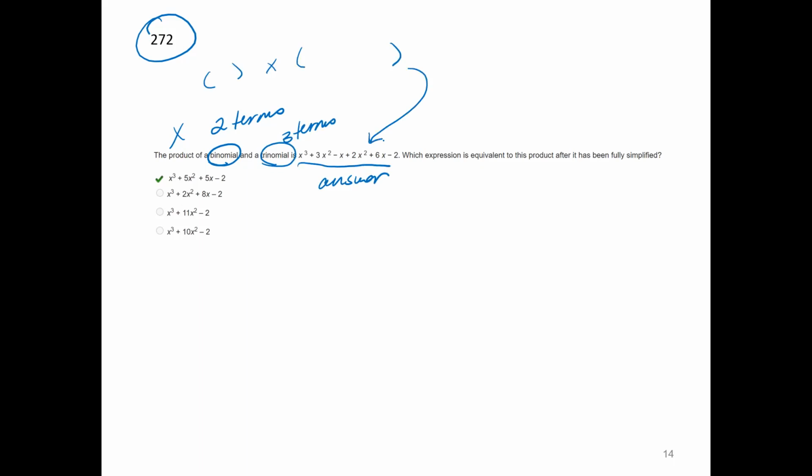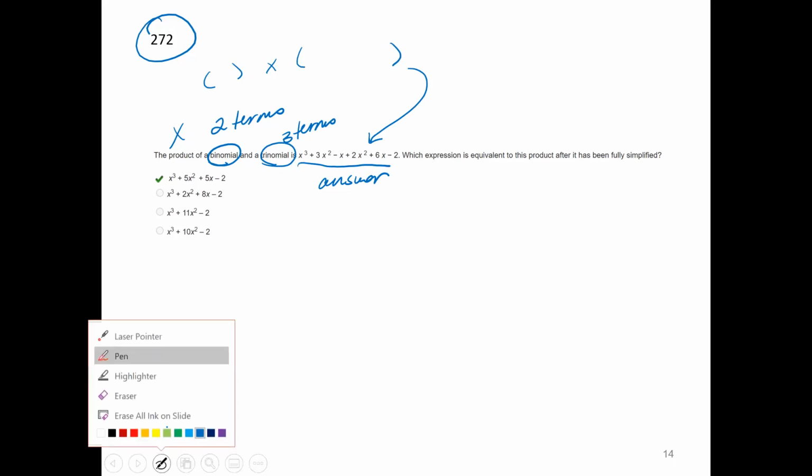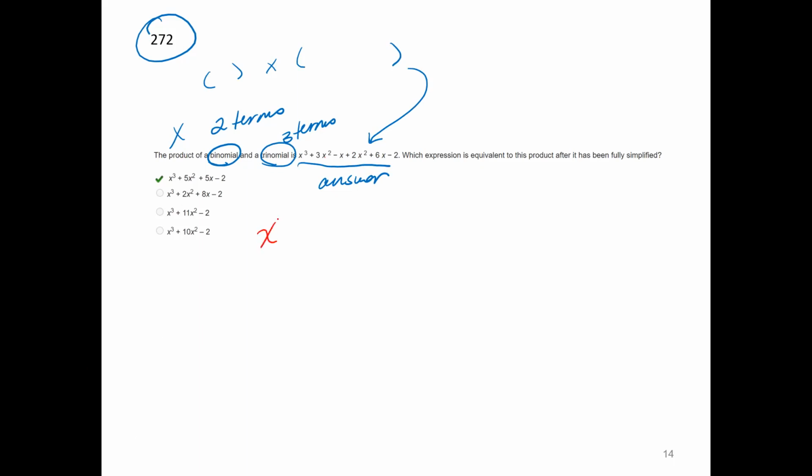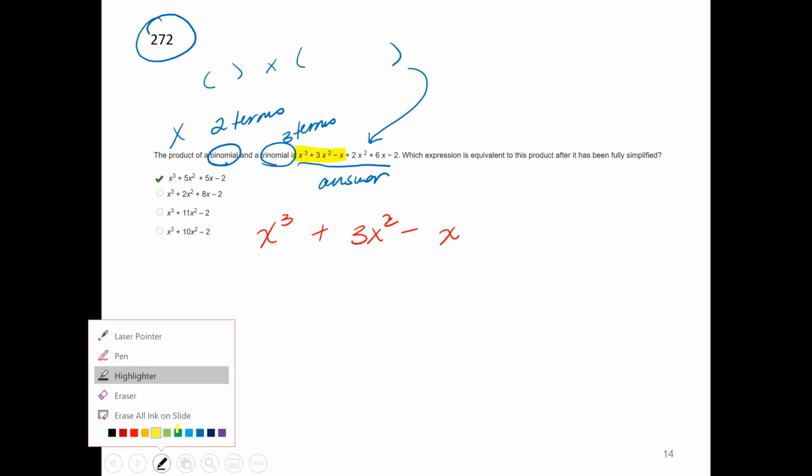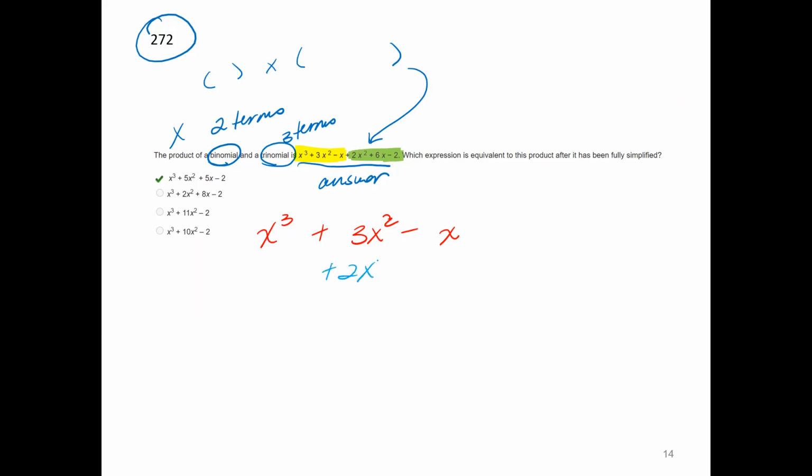Which expression is equivalent to this product after it has been fully simplified? So what that means is that we want to reduce this. Okay, so you have x cubed plus 3x squared minus x. That's your first part, these are the first 3 terms. But then you're gonna look at the last 3 terms, where it's plus 2x squared. So I'm gonna line it up, plus 2x squared plus 6x minus 2, like that. And then I want you to add them. So go ahead and do that.